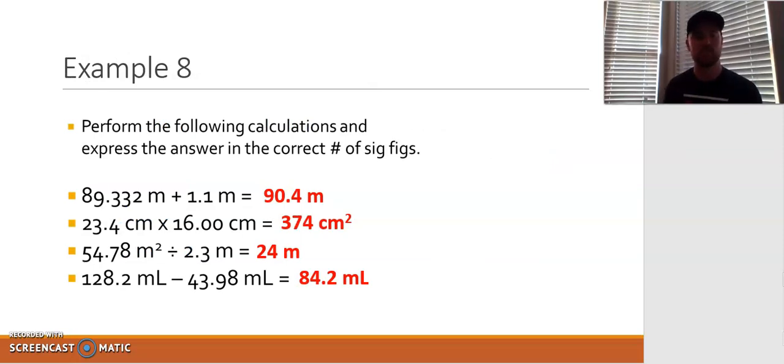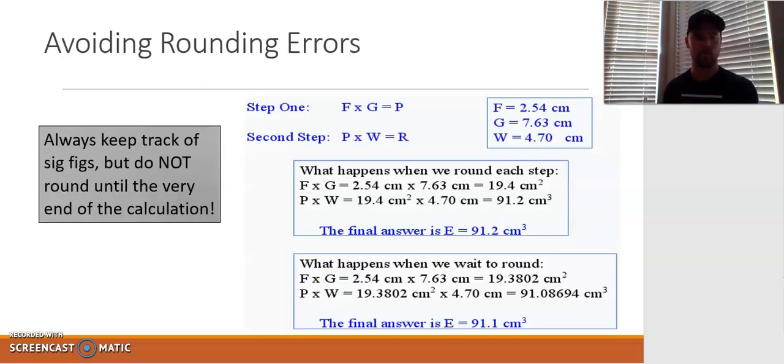Example 8 is just another example of your rules, and so I have the answers here. You can actually go and update your notes and make sure you understand that. Notice the rounding rules, but then also the units as well. So it's just another example of that. We've done plenty in the video, so we don't need to cover that more.